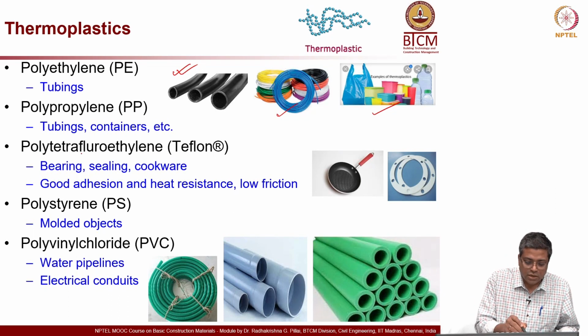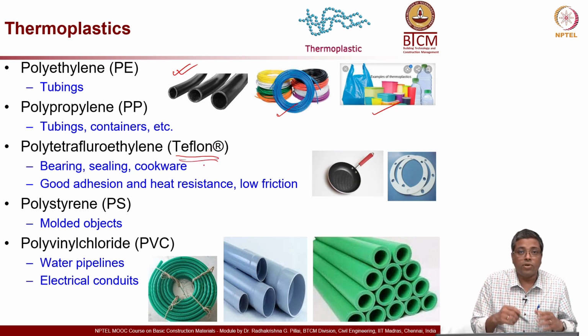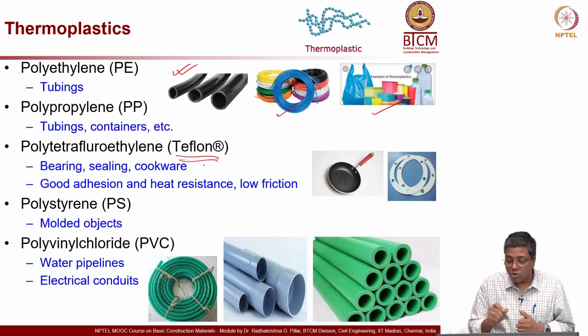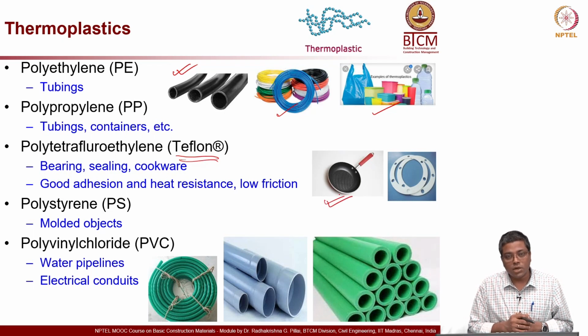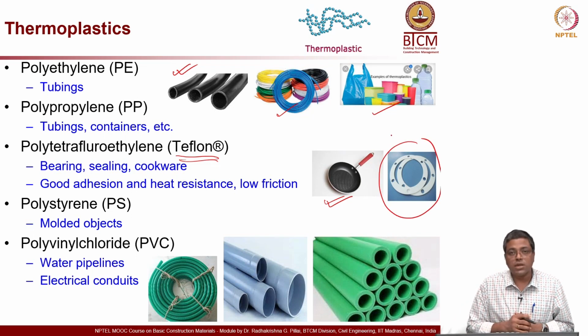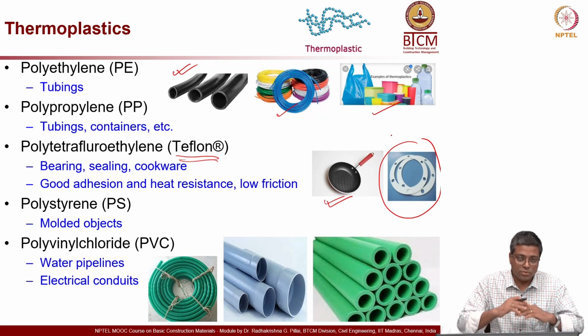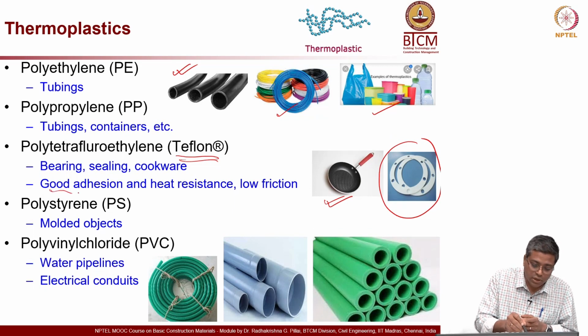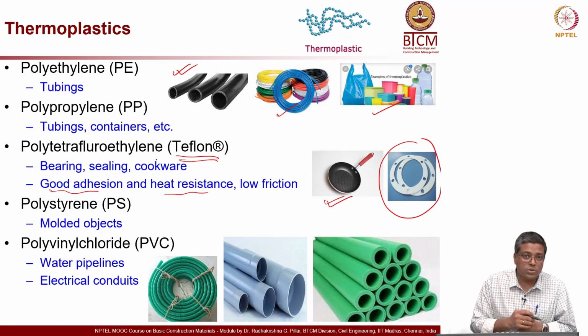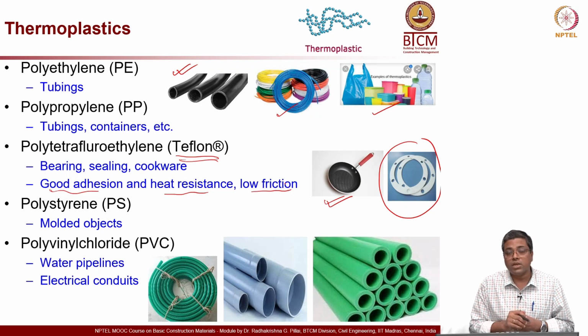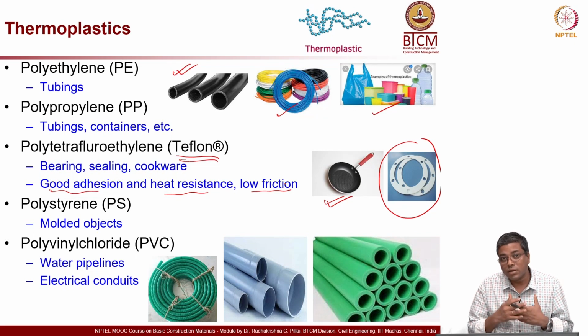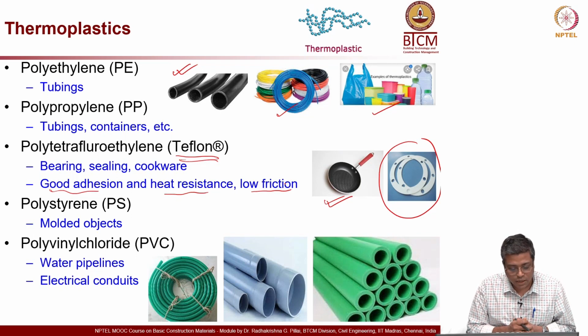Now polytetrafluoroethylene, this is also known as Teflon, which is probably widely known to you. We know that it has been used for non-stick cookware at home, but one important use in terms of construction is that we use it for gaskets or sealing, etc., because it has very good adhesion property and very good heat resistance. That is why it is used for cookware, but the main thing is low friction and adhesion, and so it is very widely used for making watertight connections, etc., in pipes.